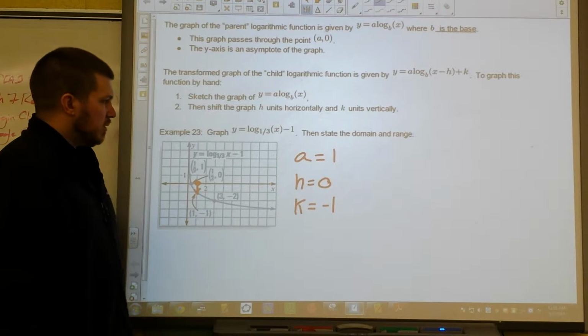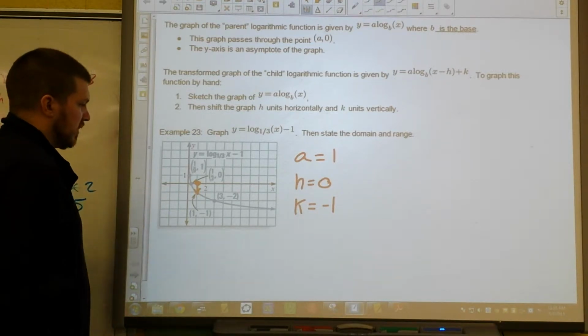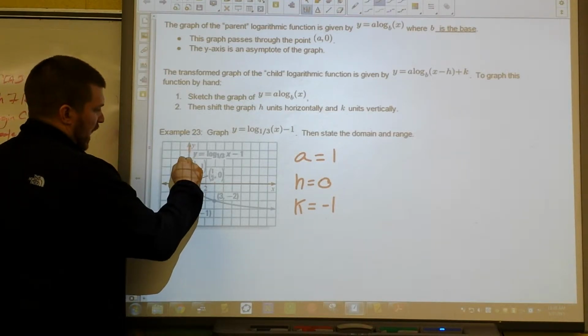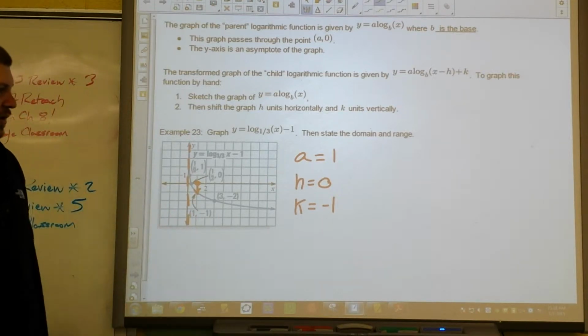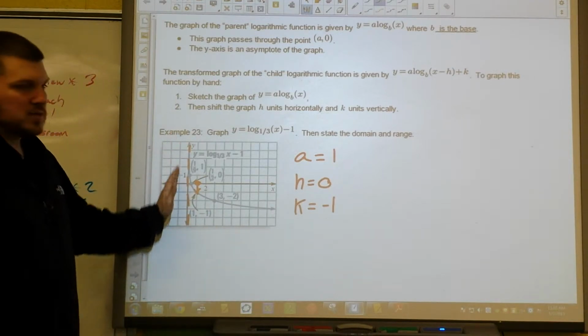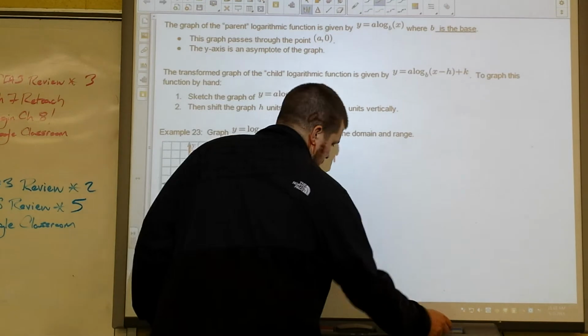Okay, so now that we've graphed that, we also know that for the original parent function, the y-axis was an asymptote. So that's kind of like the force field. This graph is going to get really close to that line. And again, since there's no horizontal shift, this asymptote is going to stay in the exact same place. So we have a vertical asymptote.